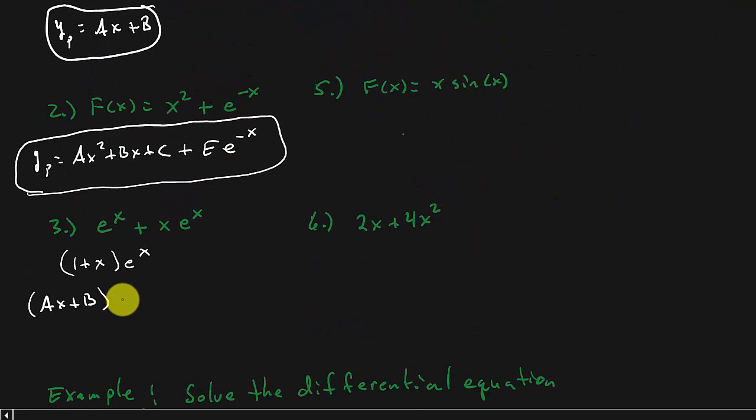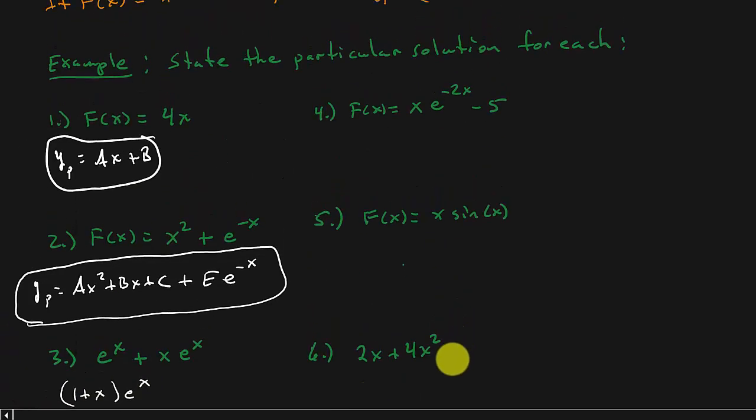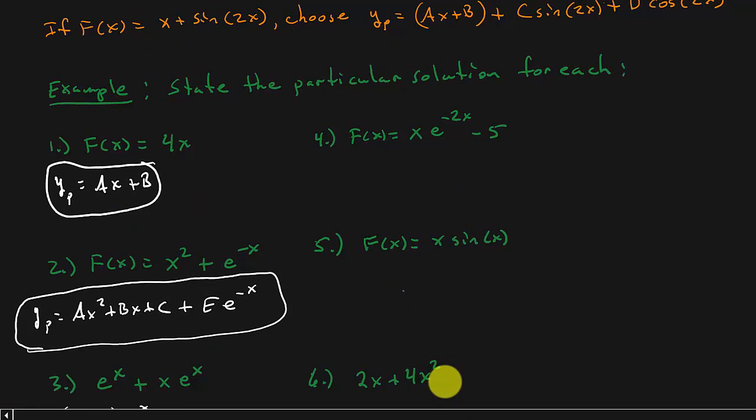Or we could write this as e to the x. This is y_p. And so we get y_p is equal to a x e to the x plus b e to the x. And this would be your particular solution here. All right, so what about this one?